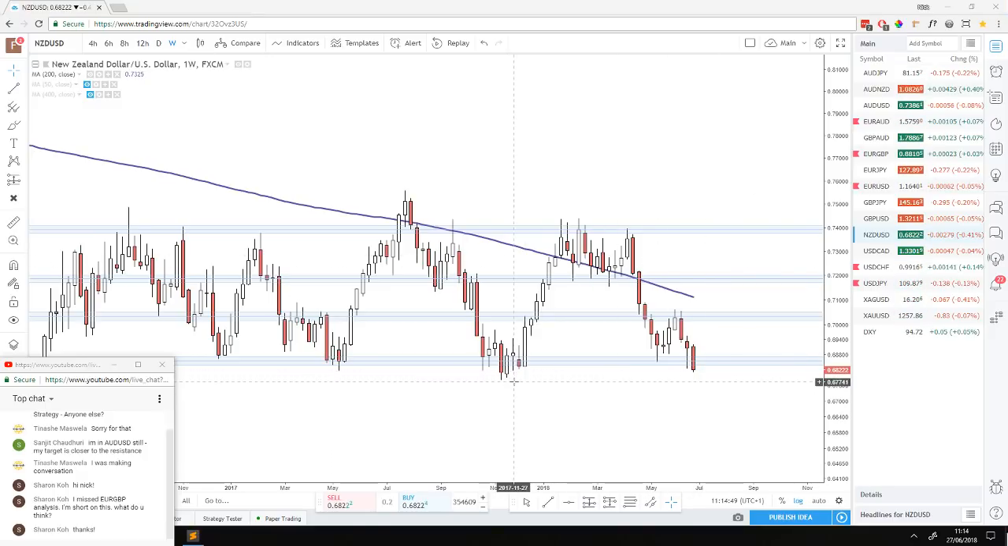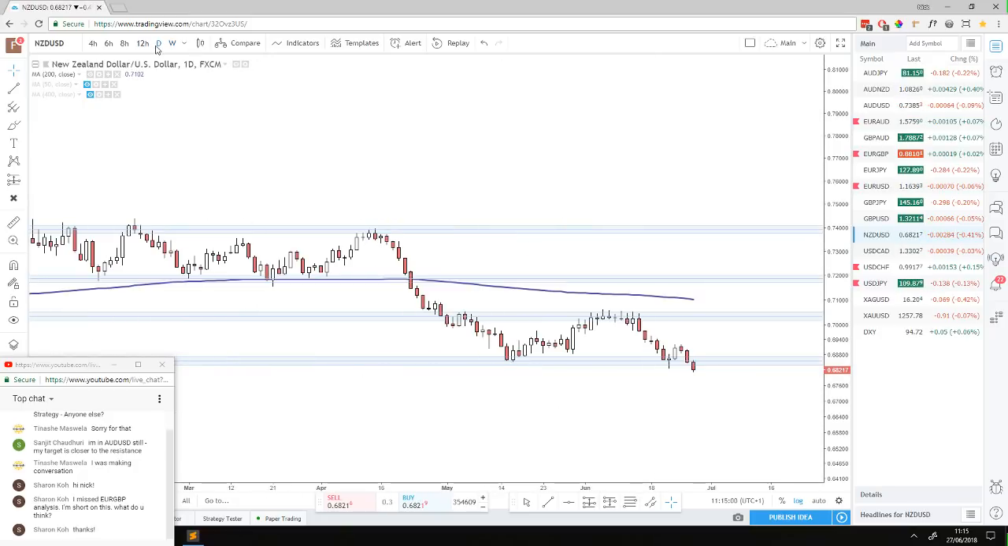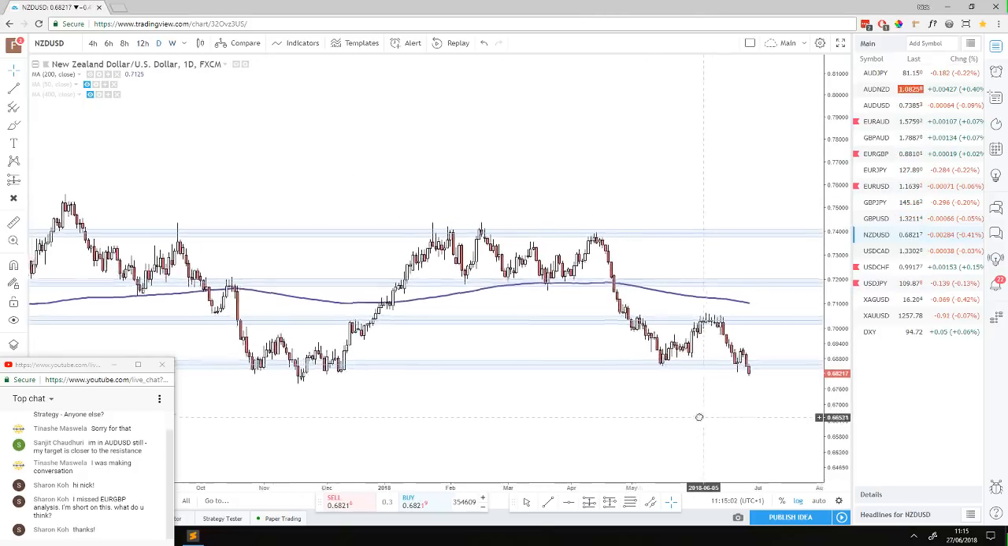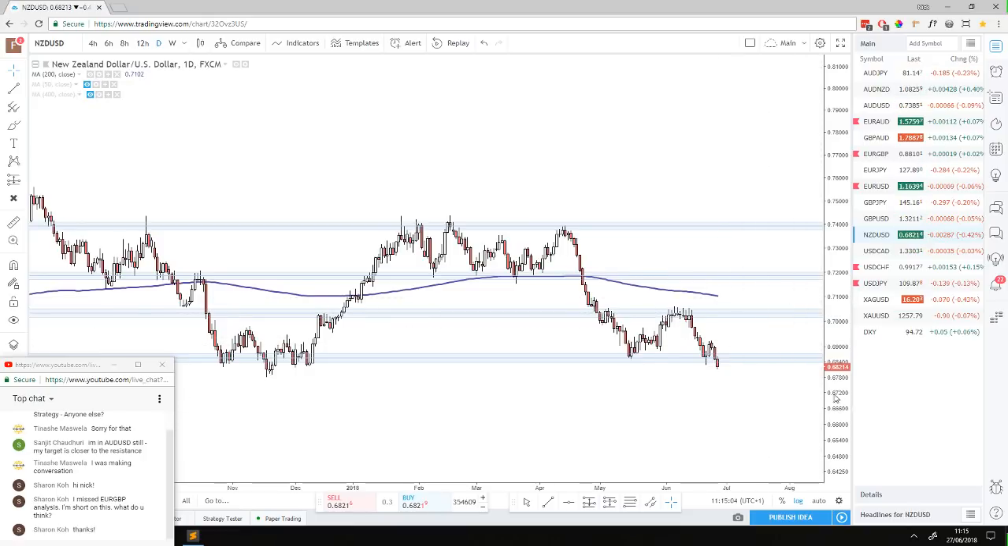Don't get your hopes up right now. But the point is, it has broken below this level. It has made a new low over last week's low. So there is potential here for price to start tumbling down below the support area.